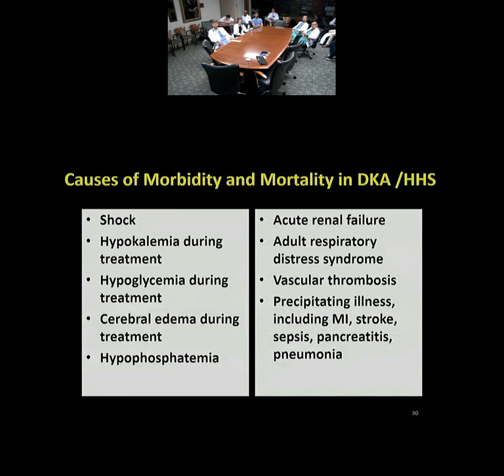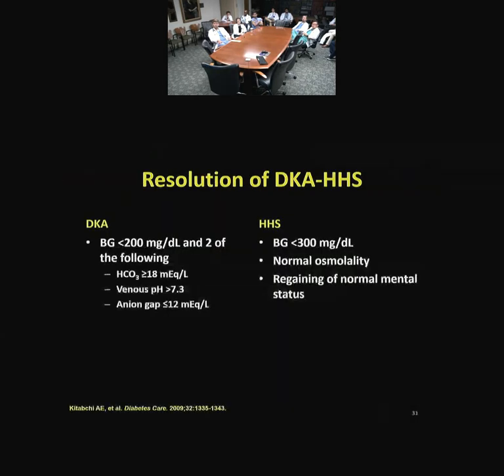So why do people die in DKA and HHS? They may have shock, hypokalemia, or severe hypoglycemia. They may have cerebral edema, hypophosphatemia, although this is very rare. They may have acute renal failure, respiratory distress syndrome, thrombosis, or they may die from the precipitating illness: MI, stroke, sepsis, pancreatitis, pneumonia. So always look for the cause. Don't miss what may be the precipitating event of DKA and HHS.